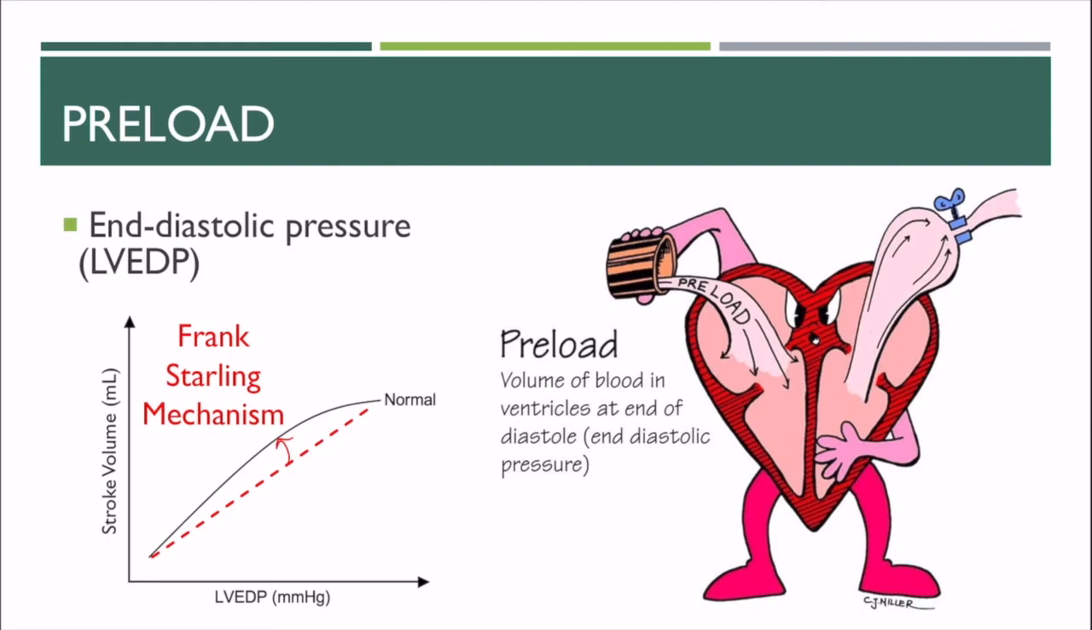So preload influences stroke volume because the more volume in equals the more volume out. But on top of that, it activates the Frank-Starling mechanism, whereby as we stretch the walls of the ventricle, we stimulate a greater contractility. So we get a double whammy: increased volume, and it stimulates the contractility.